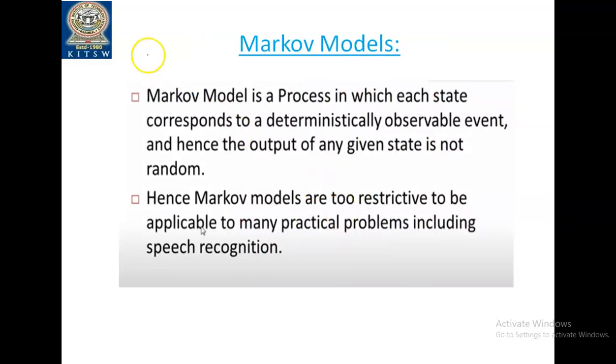So what we have understood is that a Markov model is a process in which each state corresponds to a deterministically observable event, and hence the output of any given state is not random. We are not dealing with the concept of the HMM, the hidden Markov model. For now we are only taking an example of the discrete Markov process, which means all the states are observable. There is no hidden state in this example. Hence Markov models are too restricted to be applicable to many practical problems, including speech recognition.